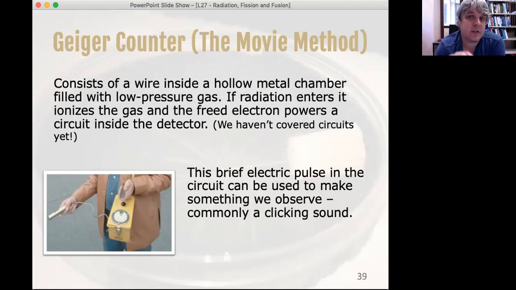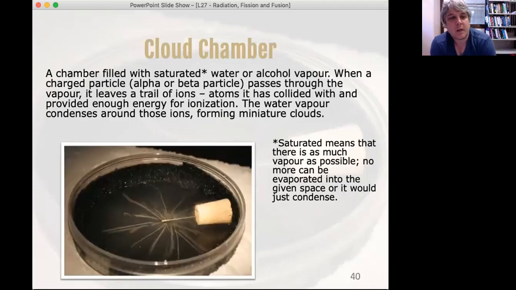So if the radiation goes in, hits, the electron escapes, then it can go and hit a circuit, and it can complete a circuit. We haven't covered circuits. We'll talk about that in the next section, but it completes a circuit, and the circuit can be used to make something like a clicking sound or a light flash or something. The clicking sound is the common one in the movies, and so when there is radiation, it will click more frequently. Right? When there's very low radiation, it won't click, or very rarely. As it gets to a higher radiation, it'll start clicking more. So that's the standard classic movie radiation detector.